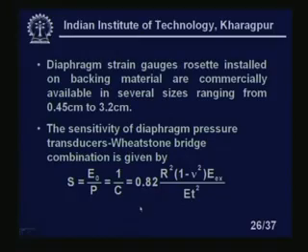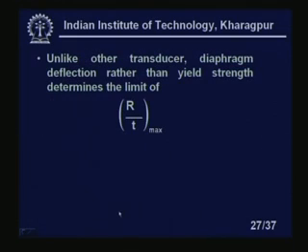The sensitivity, you can see, depends on the power supply or excitation, the radius of the diaphragm, the thickness of the diaphragm, Young's modulus, and Poisson's ratio, which is hardly beyond our control, mostly 0.3 for steel. Unlike other transducers, diaphragm deflection rather than the yield strain determines the limit, capital R by t max.